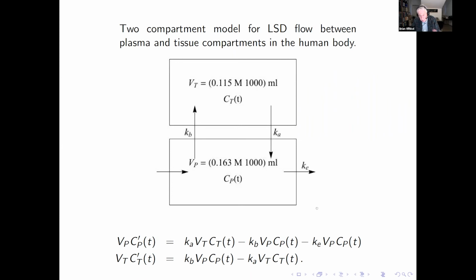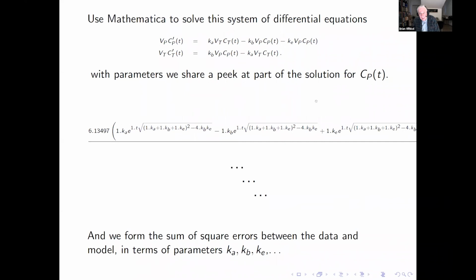These constants can absorb a lot of units, but you've got to be sure that the terms you're adding up here are consistent. So we have this system of differential equations. It's a linear system in the concentration in plasma, CPT, and the concentration in tissue, CTT. And we can look carefully at it again, and this is a system with symbols all over the place.